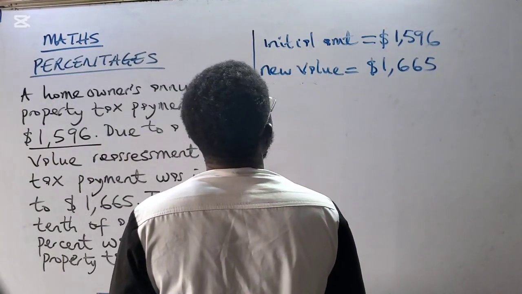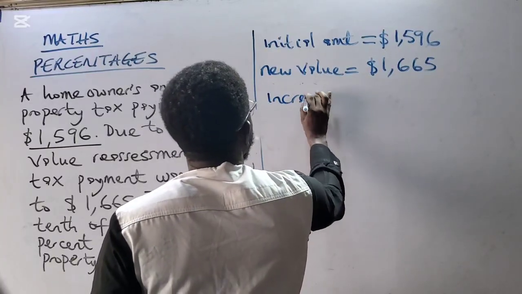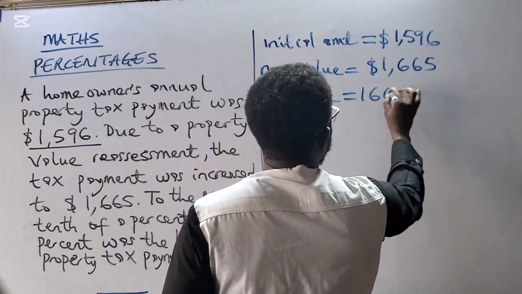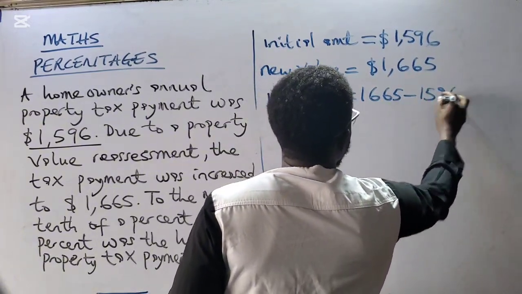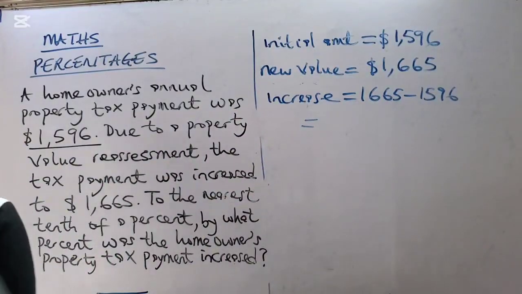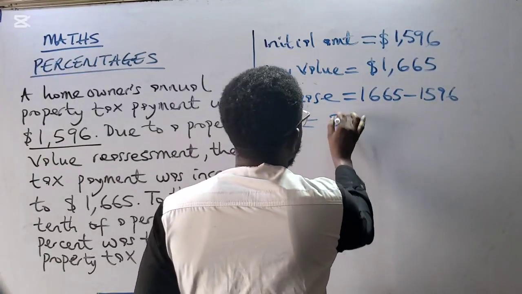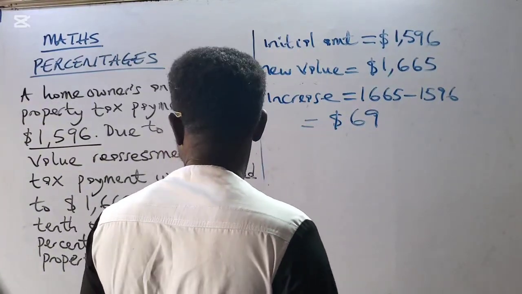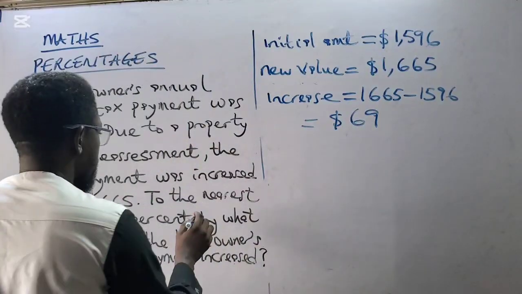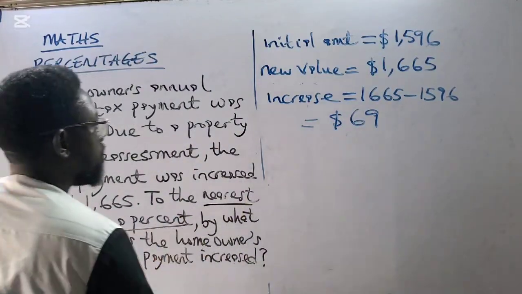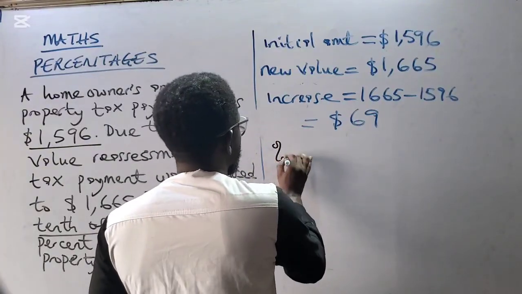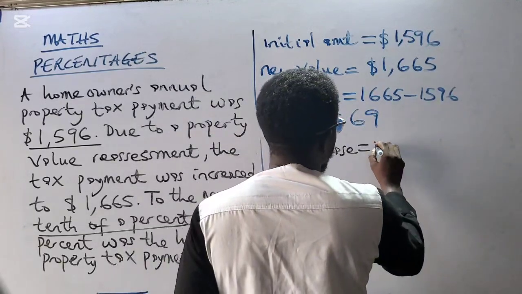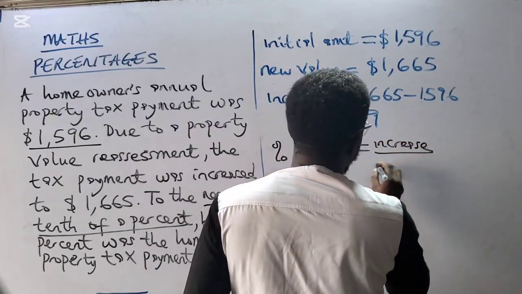is to get the increase, and that will be 1,665 minus 1,596, and that should give us 69. That's the increase. So the next thing is to calculate the percentage increase to the nearest one-tenth of a percent. Remember, that is the increase over our original value.